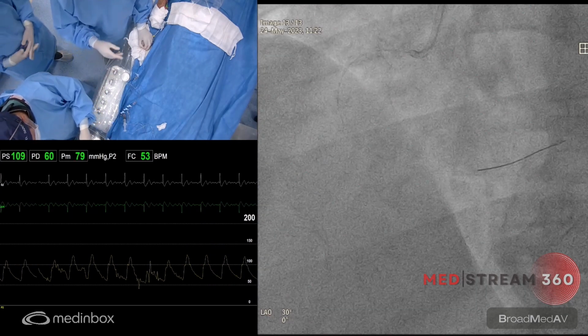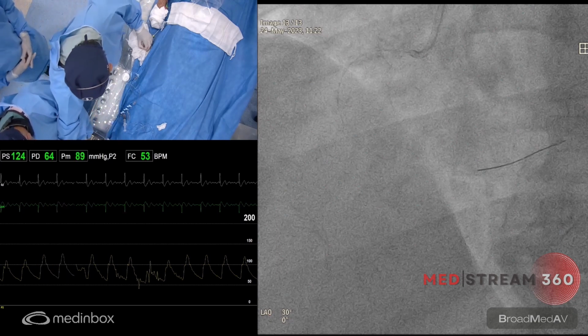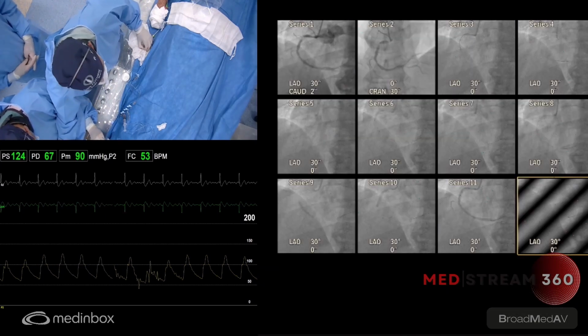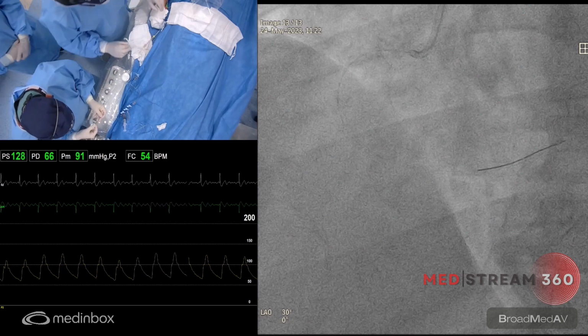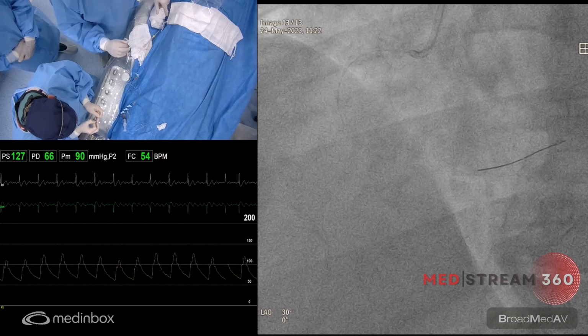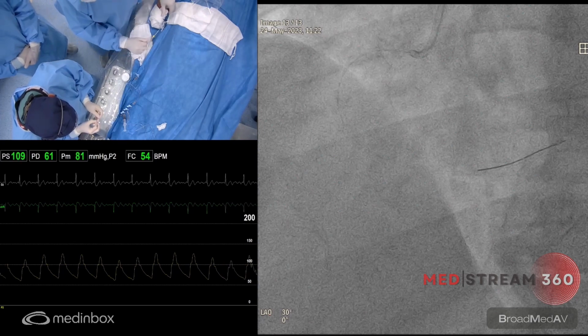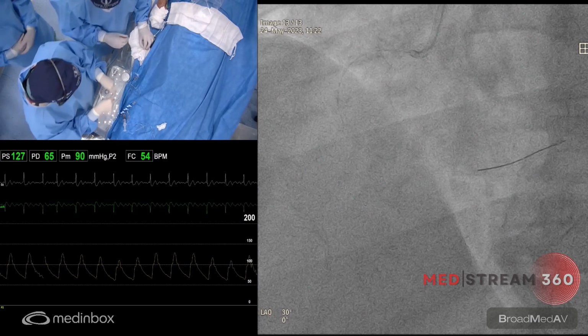So let's see what Rodolfo and Dimitri are doing here. We have some difficulty to cross. What did you do? A special maneuver with the guiding catheter? Engage more, with clockwise rotation. Okay, good. So great.